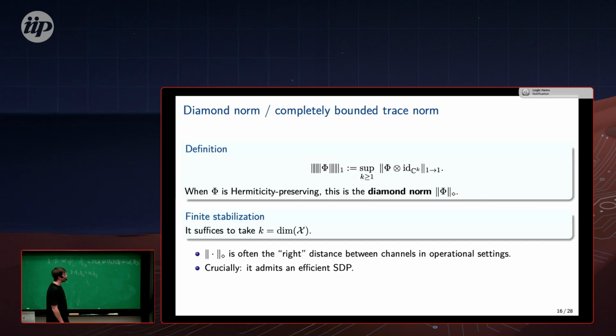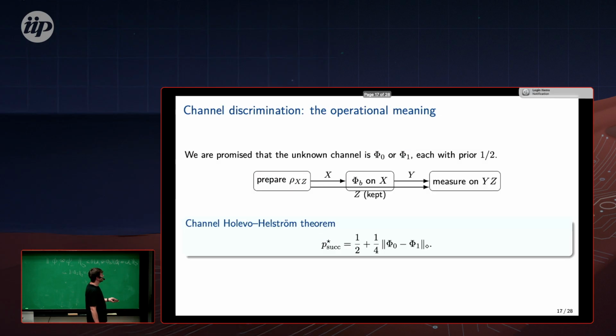All right. So hopefully I could motivate this a bit operationally, that this is the right distance between channels in the operational setting when you also allow for entanglement. And why are we talking about this? Because this has a nice SDP formulation that is non-obvious at first. Given that it has this nice operational interpretation, you might actually want to compute this. You know how well you can distinguish two channels no matter what you do.